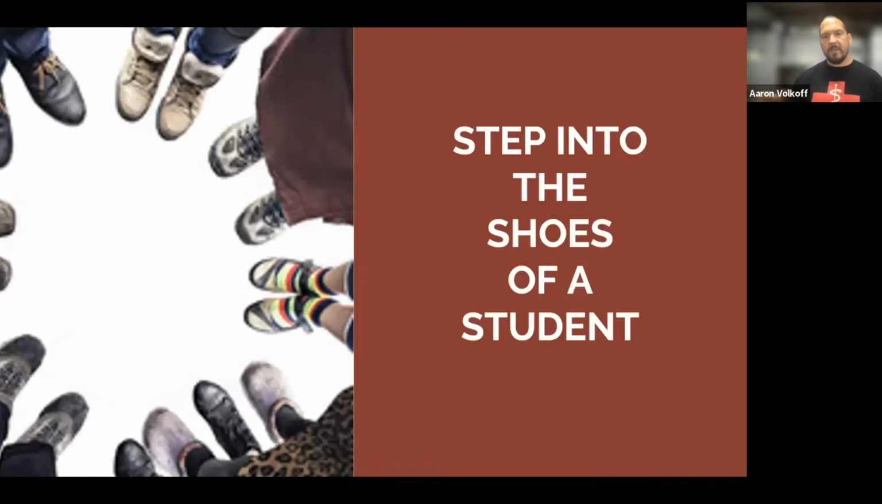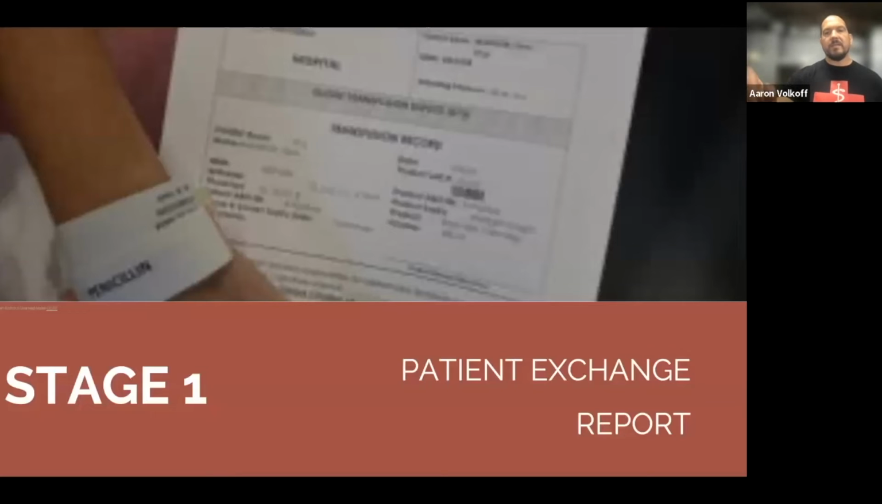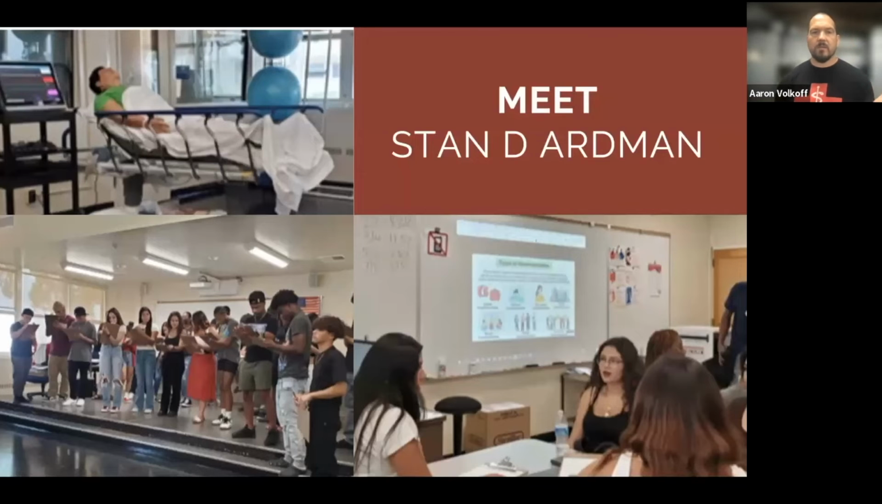So ready to step into the shoes of a student? Here we go, going back to Stan. Stage 1 is a patient exchange report. You can see here, these are my patients, or my students, in the lower left-hand corner. They only get a verbal report. But I tell them before I start, you can ask any questions you want, and I'll give you the answers, but I'm only going to give it to you verbally. I'm not going to give you a written copy of this report because I believe verbal communication is the primary way we humans communicate. So it's important they understand how to communicate. Upper left-hand corner, you'll see Stan.